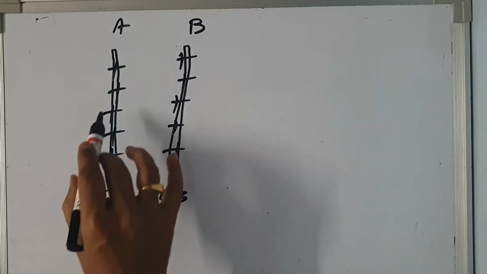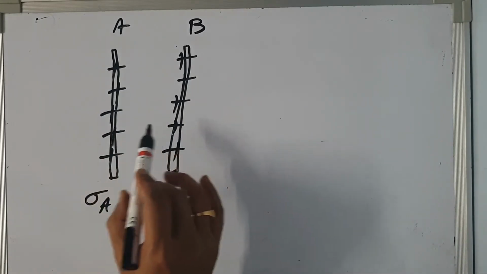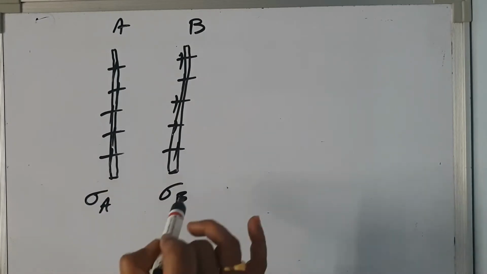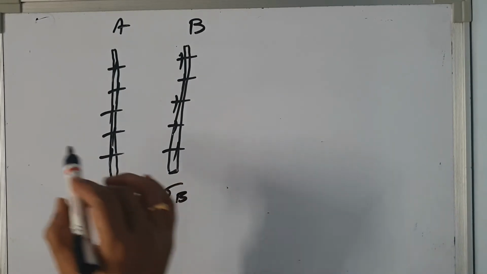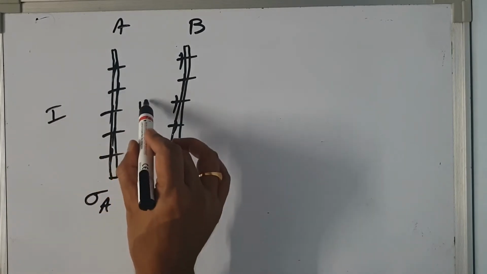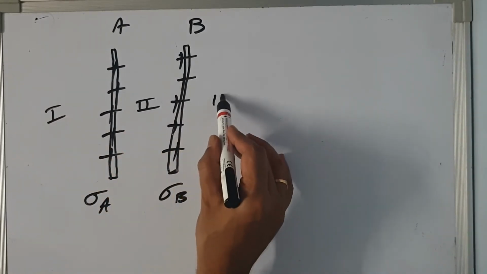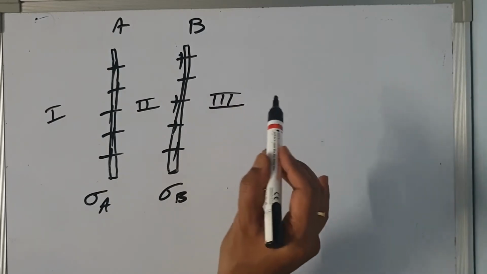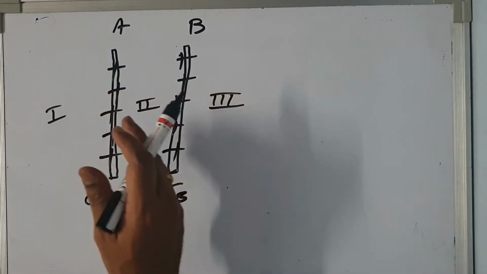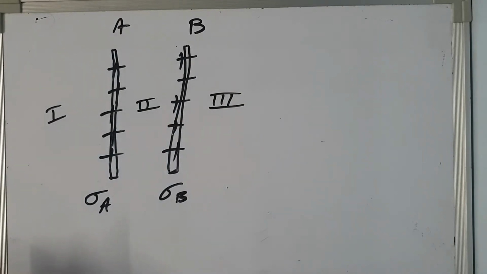Okay, two infinite plane sheets of charge, uniformly charged, this one having surface charge density sigma A, this one sigma B. Our aim is to find the intensity of electric field in region 1, region 2 and region 3. We take a convention: any direction towards right is positive and towards left is negative.